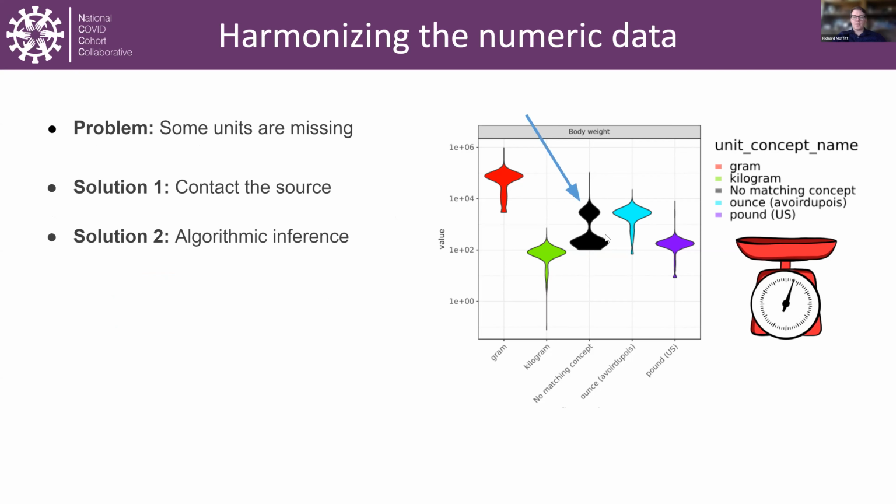But the problem is that some sites provide data where the unit is missing or the unit doesn't map to anything. And so the obvious straightforward solution to this is that you go and you contact the site directly and you ask them, hey, could you please provide units? But this isn't a particularly scalable solution. And some sites have differing amounts of resources that they can use to go play whack-a-mole with missing units. So the solution we're going to talk about today is algorithmic inference. So wouldn't it be great if we could just figure this out?